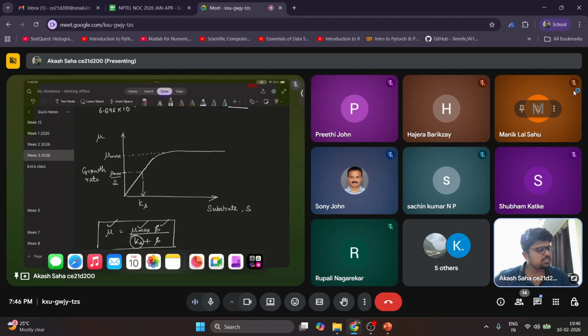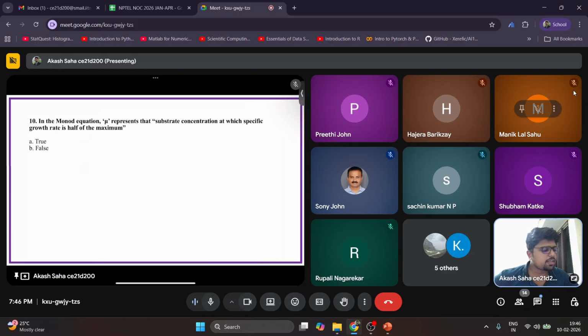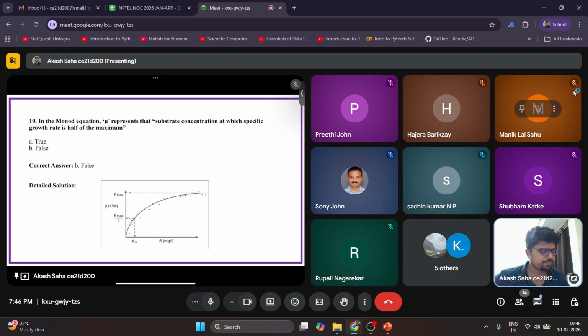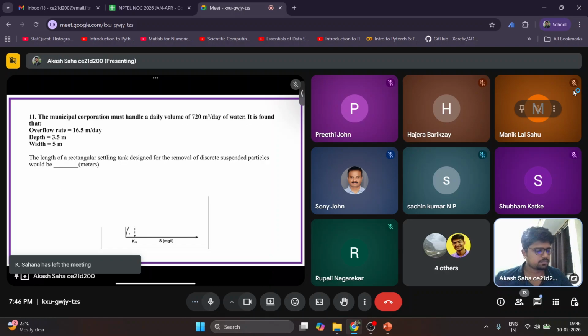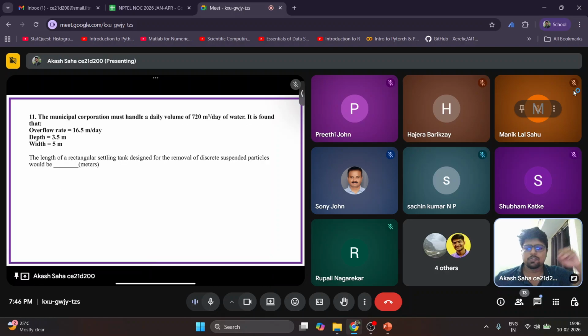Now in the question it says that in the Monod equation mu represents that substrate concentration at which specific growth rate is half of the maximum. Is it true or false? It is false, because it is not mu, it is Ks. So it is false. Okay, let's move on to the next problem.